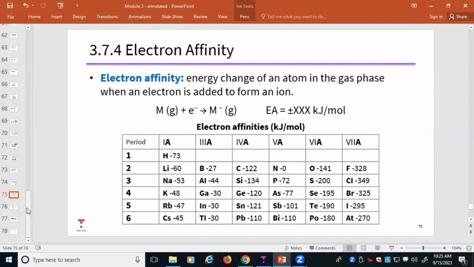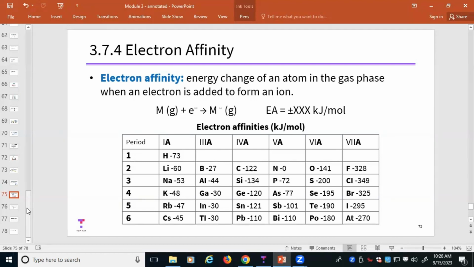The last trend that we will talk about isn't really a trend. It's just a property, a phenomenon. It's called electron affinity. Electron affinity you can kind of think of as the opposite of ionization energy. So ionization energy was how much energy does it take to pull an electron out? Electron affinity is how much energy is released when an electron gets put in.